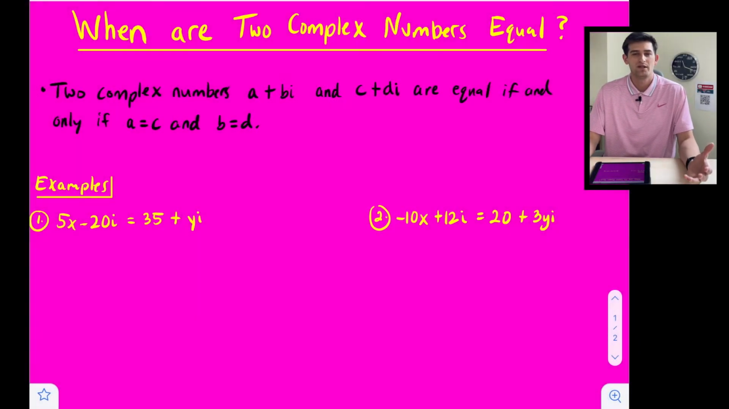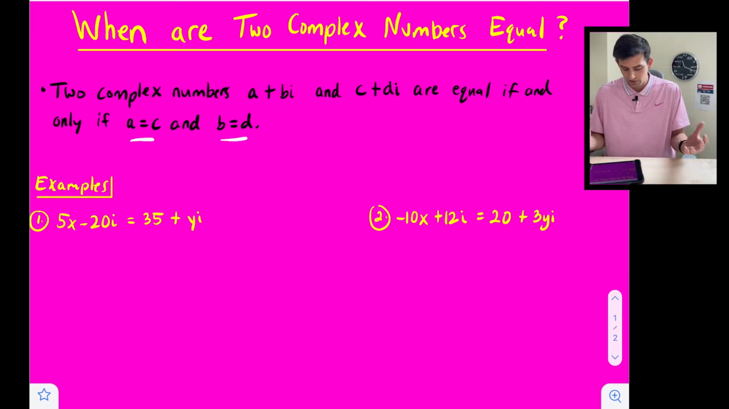When are two complex numbers equal? Well, in this video, we're going to find out. Let's look at the bullet point at the top. It says two complex numbers, a plus bi and c plus di, are equal if and only if a is equal to c and b is equal to d.